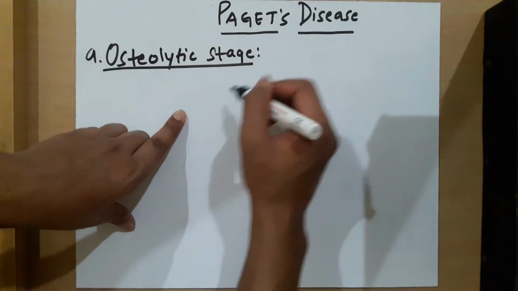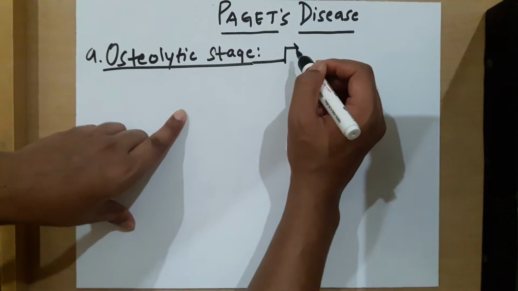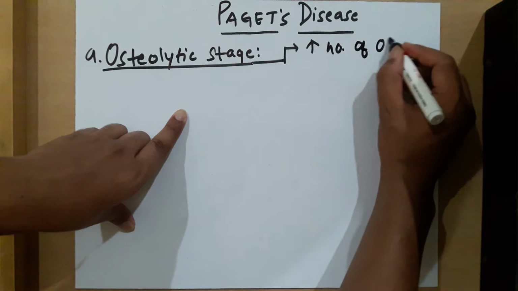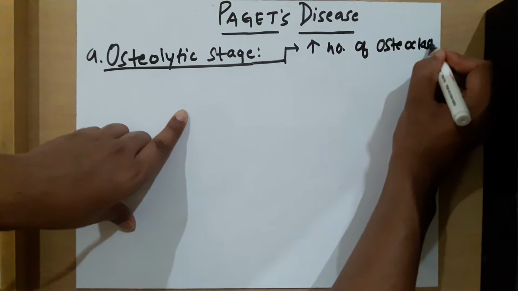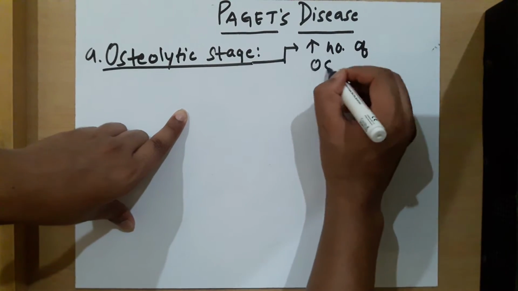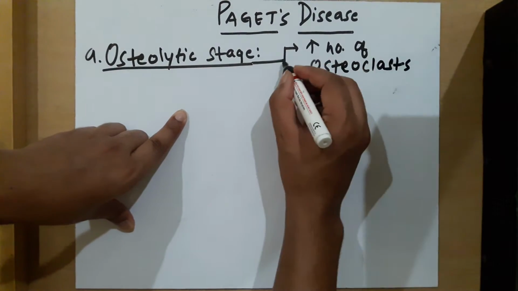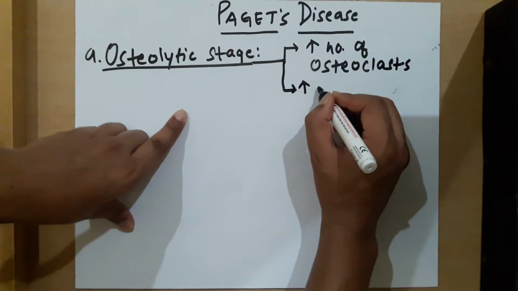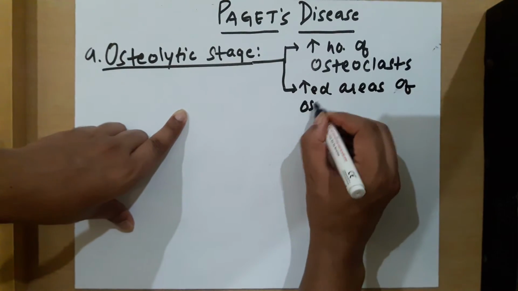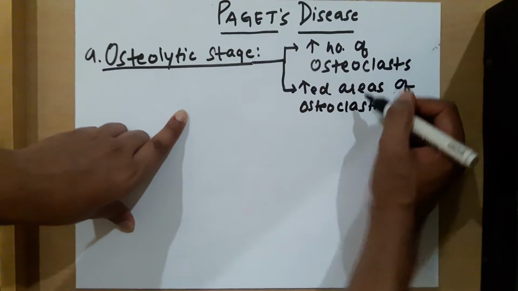First and foremost, the initial osteolytic stage. It is obvious that if it is an osteolytic stage, there will be an increased number of osteoclasts, because they are responsible for osteoclastic activity, for osteolysis or bone resorption. Yes or no? So the increased number of osteoclasts will result in increased areas of osteoclastic bone resorption. Yes or no?